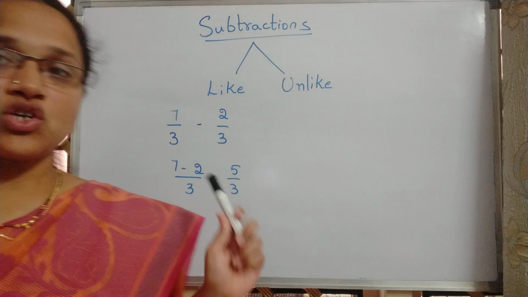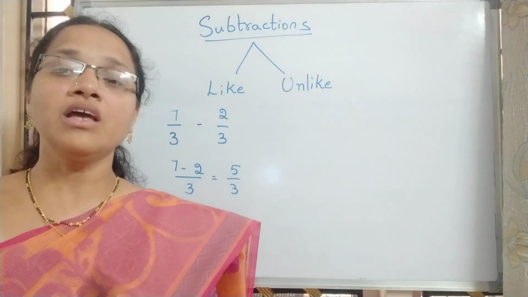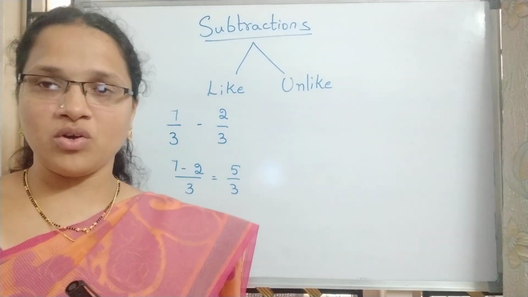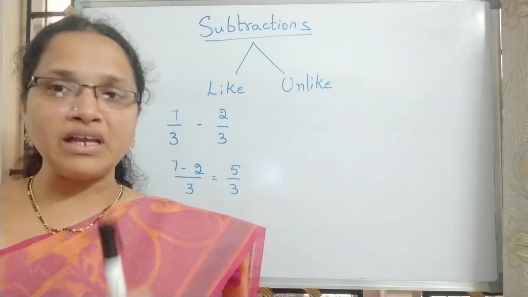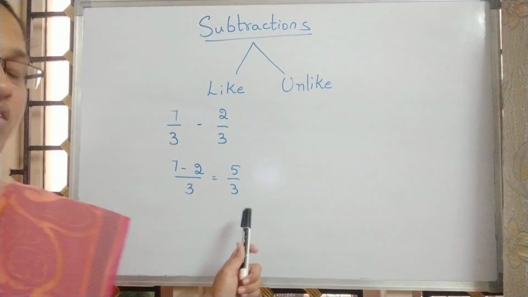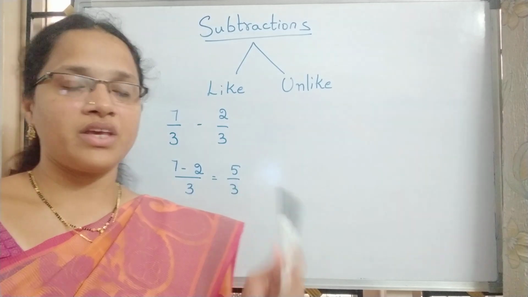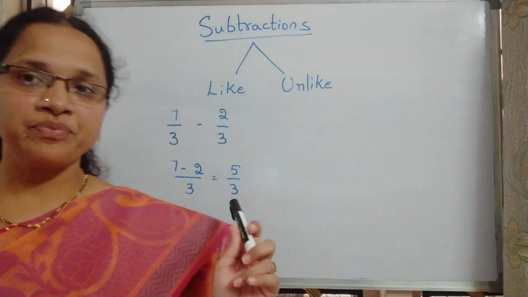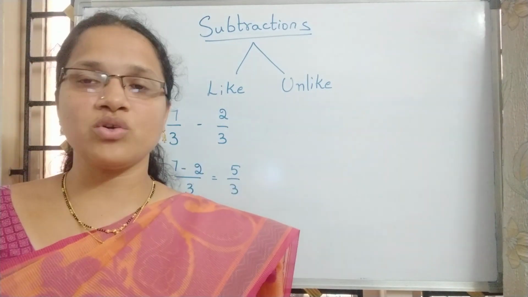Even in subtraction, after doing the arithmetic operation, if there is any possibility, convert the fraction into its simplest form. Wherever there is possibility, don't forget to convert, because the final answer should be in the simplest form of the fraction. So 5 by 3 you cannot convert, because both are prime numbers. This is how you do like fractions. It is similar to addition; there you do addition, here we do subtraction. That's the only difference.